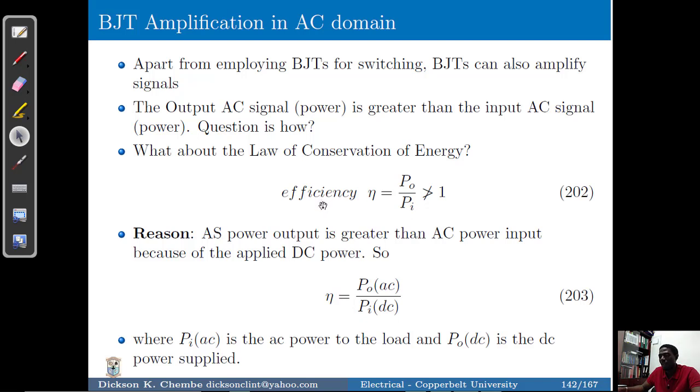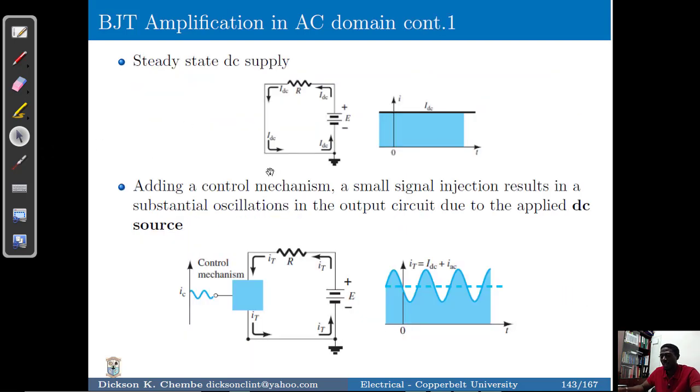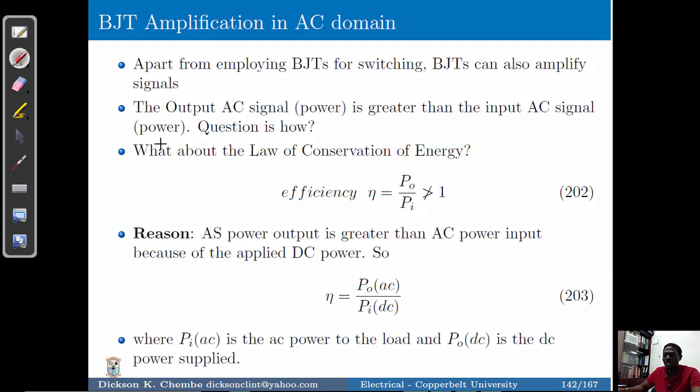But in our case, the reason why this happens is because the power output is obtained from the applied DC power. So it changes the equation here. What we have is the power input, which is a DC power, and the power output, which is AC. So this is the whole secret that allows an amplifier to amplify a signal.